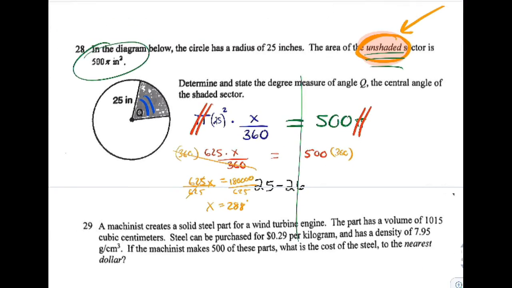Now you just have to be careful here because 288 is this arc and this wide angle. It wanted us to know this one. So we just take 360 minus 288. And we have 72 degrees. There you go.